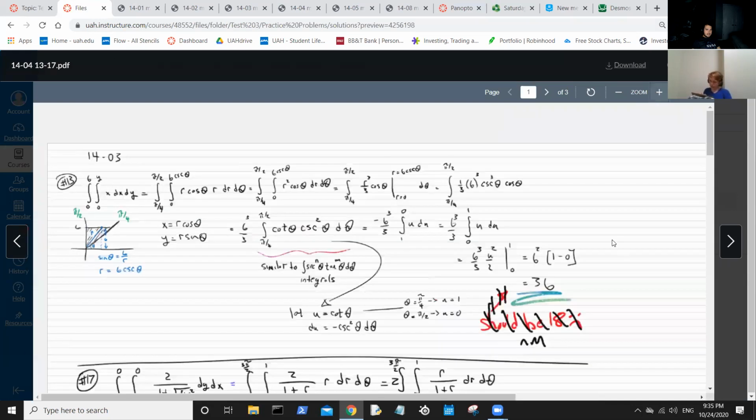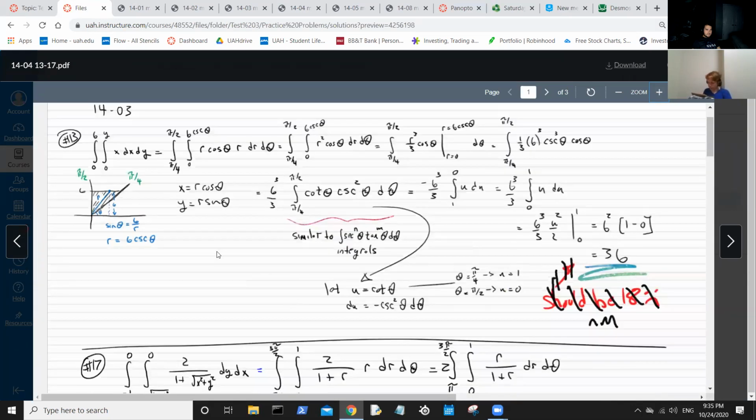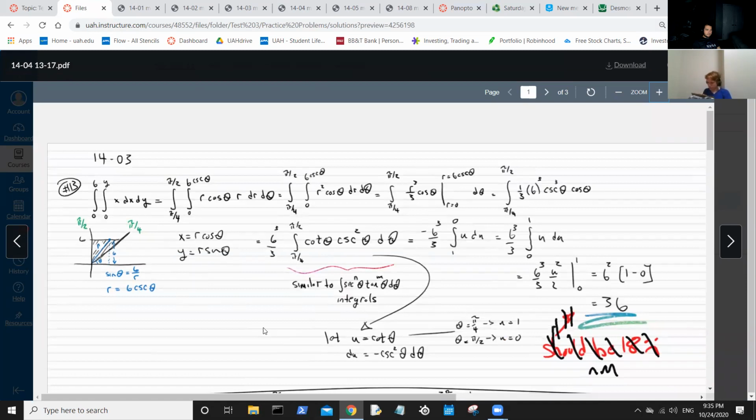So y equals r sine theta. What? That's what he did. He defined y equals r sine theta. Wait, so is this what we do each time? X equals r cosine theta. Do we always define these as such? Is this how we start every problem? Yep. Okay. I'm very bad at these ones.